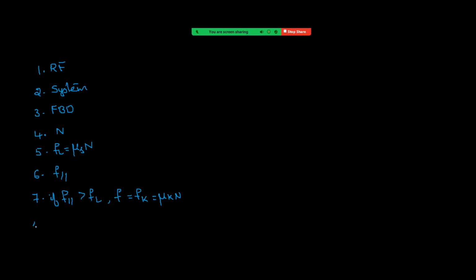Okay, the next possibility: if F parallel is less than or equal to limiting friction, then the frictional force will be equal to F parallel, taking only the modulus. Direction will be opposite to F parallel. So these are the steps we have to follow to avoid confusion in calculating friction. Let us take a problem to get more clarity.